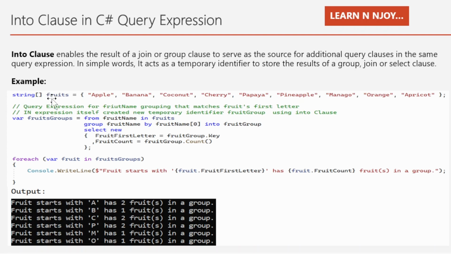Let's suppose we have this string array, string fruits, that contains apple, banana, coconut, cherry, papaya, and so on. In the next statement, we have written this query expression. This query expression has a group by clause, and then we store the result of the grouping into this fruitGroup with the help of this into clause. That's the use of into, where we want one temporary identifier to store the result. Here the result is nothing but the grouping result, that we have stored into this fruitGroup.